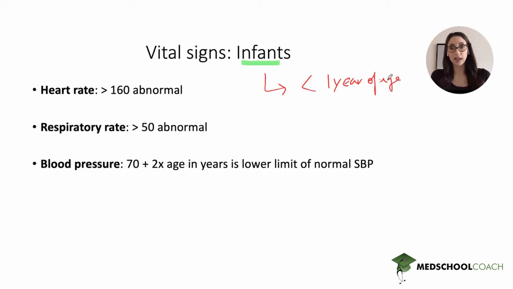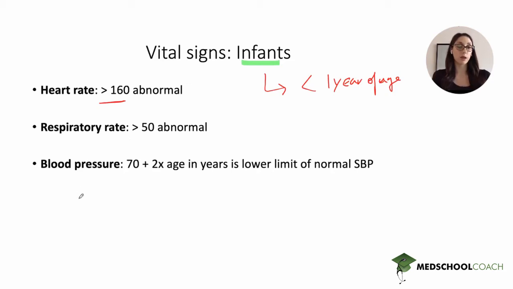And in this time frame, you can use these rules of thumb to remember what the normal vital signs are in infants. So heart rates will be more elevated the younger the child is, but in general, you can use 160 as a rule of thumb. If it's greater than 160, we're in the tachycardia range.